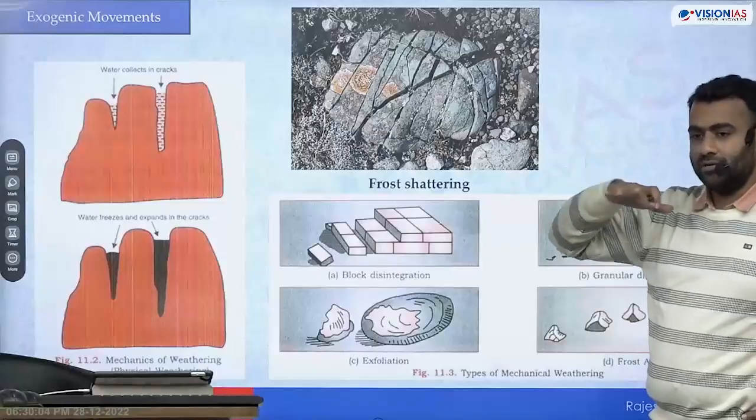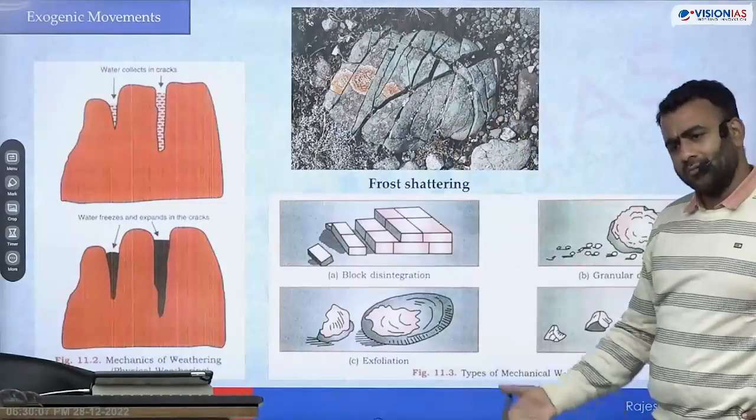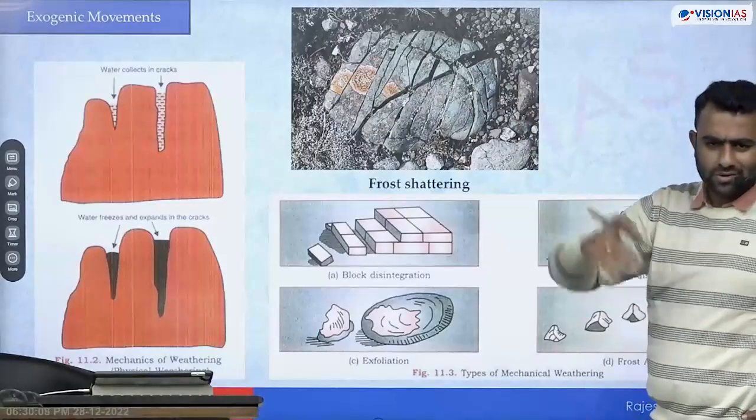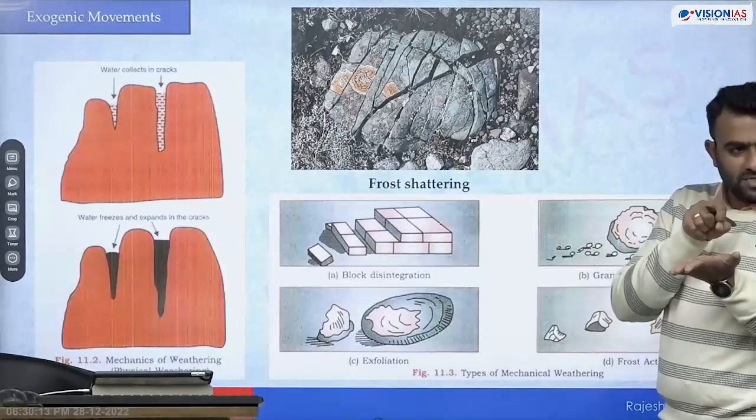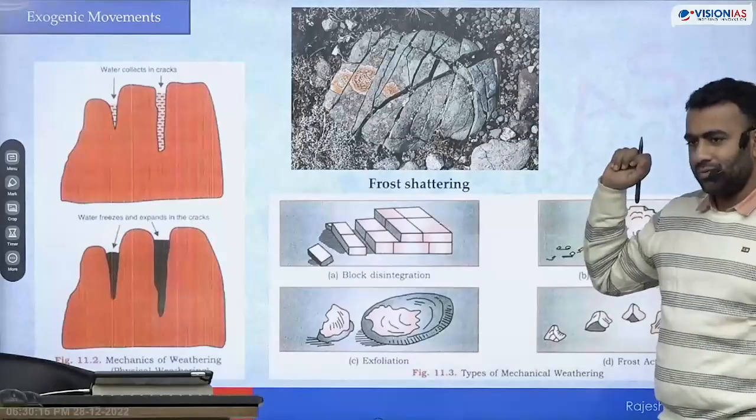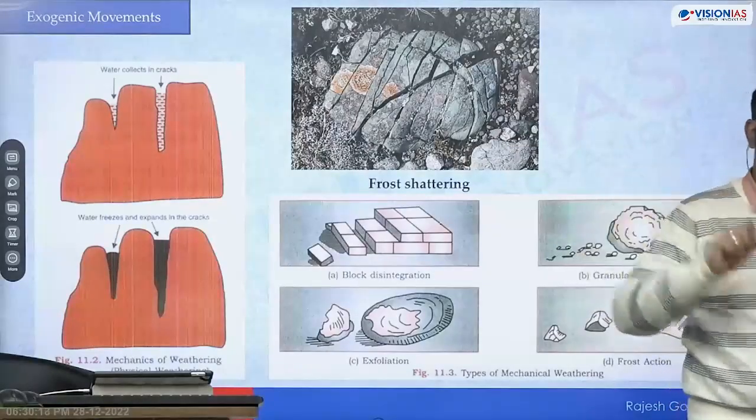Surface के ऊपर बनेगा, rocks के ऊपर भी बनेगा, frost surface के ऊपर भी बनेगा, कहीं पे भी बनेगा. The thin layer of ice is called frost, and that ice, as it expands, exerts pressure and breaks down the rocks over a long period of time. It is called frost shattering.